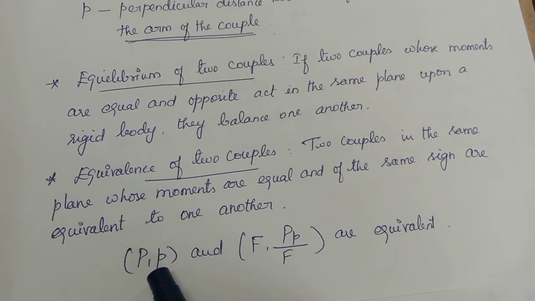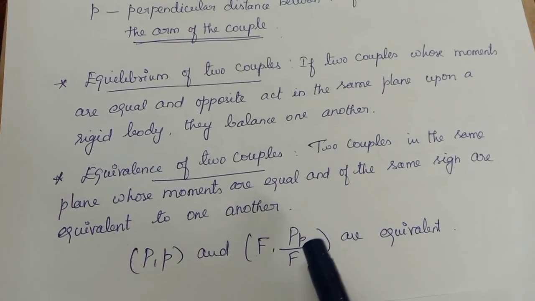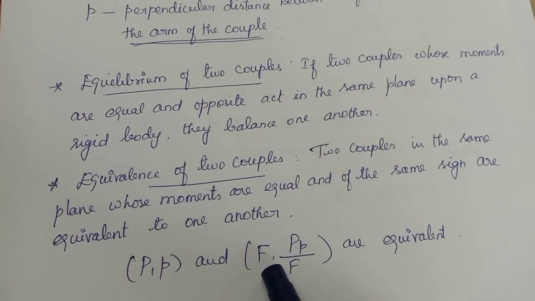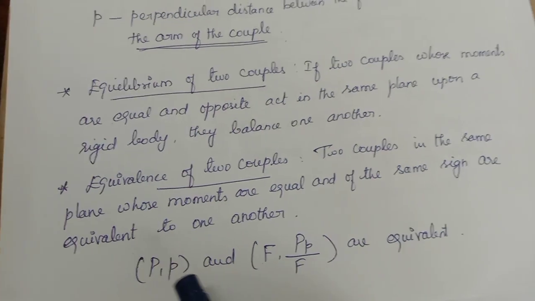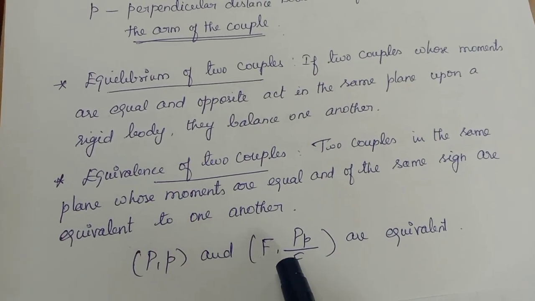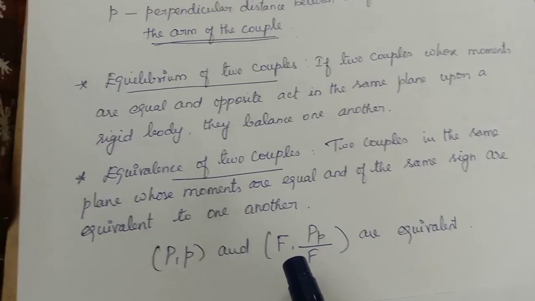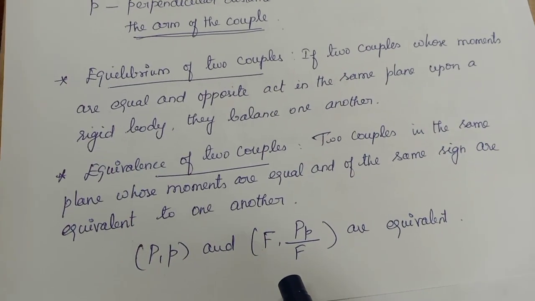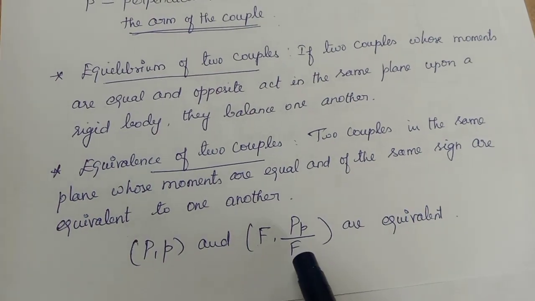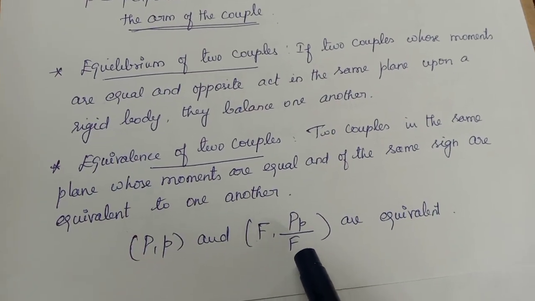So this is also of moment PP and this is also of moment PP. Therefore, both the couples are equivalent to each other. So in order to find whether two couples are equivalent or not, don't look at the force and arm, etc. Just find out the moment. If the moments of the two couples are equal, then they are said to be equivalent. They may have any force and any perpendicular distance between them, right?